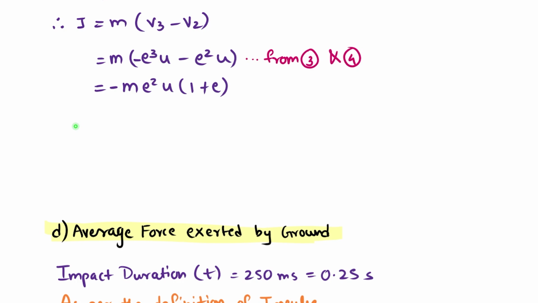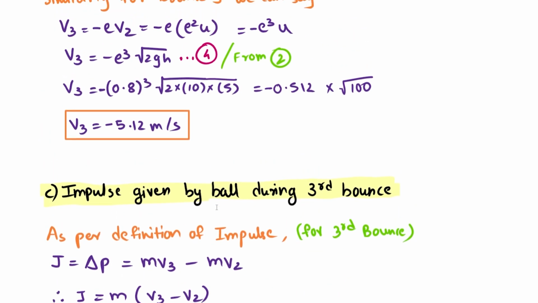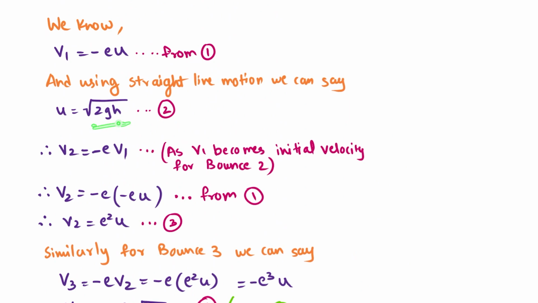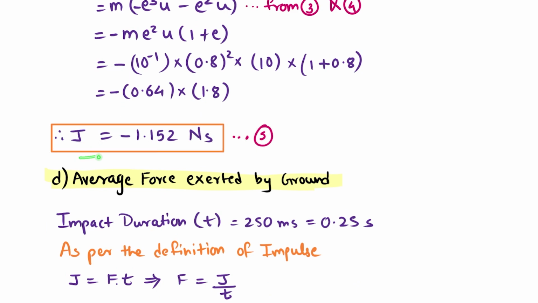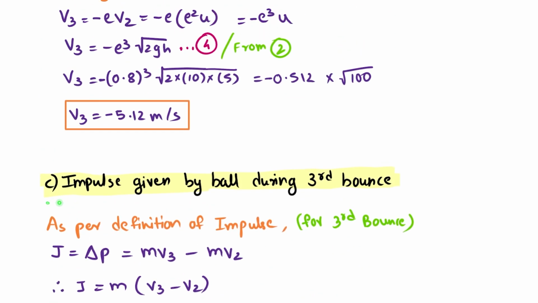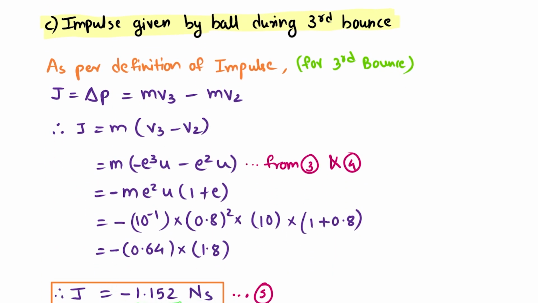And we know the values of all the terms over here, so if we substitute the values, we get minus of m, which is substituted as 10 raised to minus 1, which is the given value. e square is substituted as 0.8 the whole square, as e's value we calculated is 0.8. We can calculate the value of u using the formula. We can substitute the values of g and h over here, and we get the value of u as 10. So the value of u is 10, and then 1 plus e is 1.8. If we solve this further, we get our impulse as minus 1.52 Newton second, which is the unit of impulse. And this was part C of the numerical, to calculate impulse, which comes out to be minus 1.52 Newton second. With this, let us move on to the next sub question of this numerical.